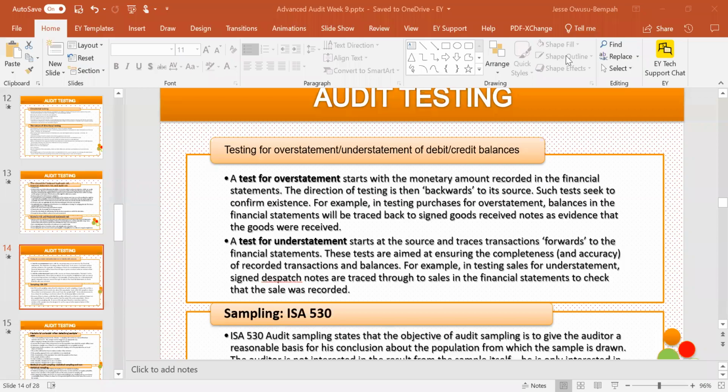We're talking about tests for understatements. I was given an example. For example, in testing sales for understatements, signed dispatch notes are traced through to sales in the financial statement to check that the sale was recorded. So here you are testing forward. You are starting at the source and tracing transactions forward to the financial statement.